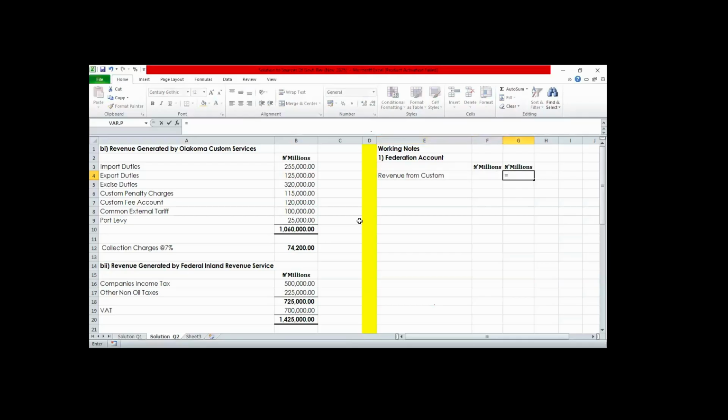How much is the revenue from customs? This is it, 106,000. Revenue from FIRS, how much is that? Now, this is where we are. You are not meant to recognize VAT in the federation account. That was the reason why I didn't add the VAT initially. Do you remember now? Now, the only figure we are going to pick is only this. That 700,000 is a separate account on its own.